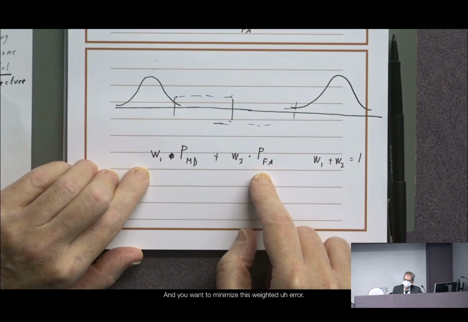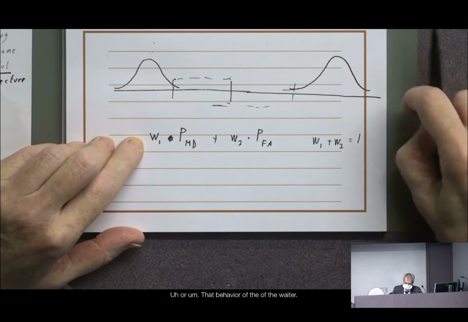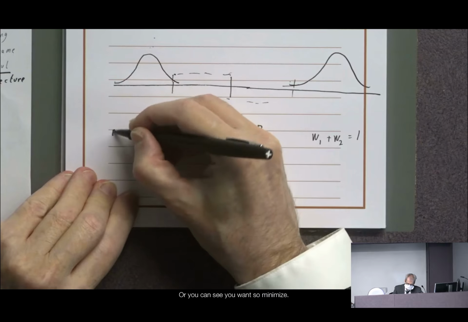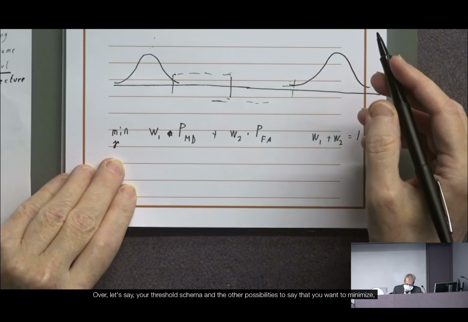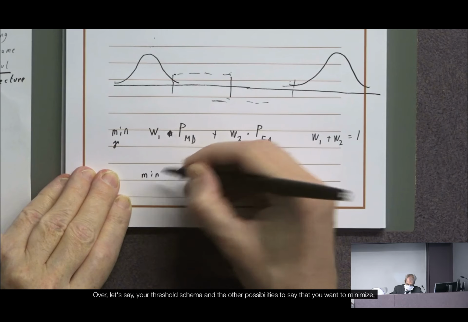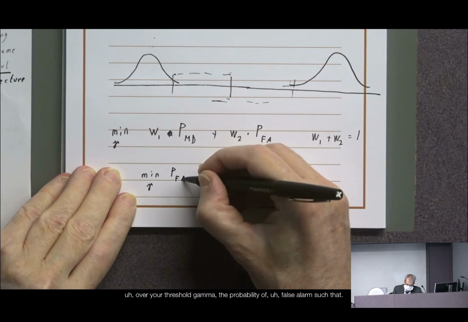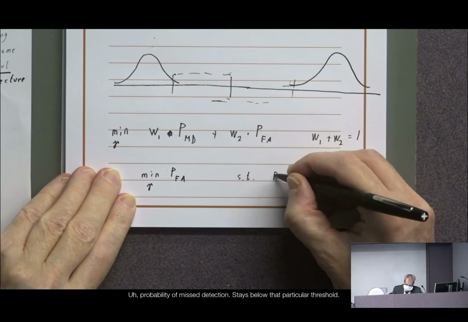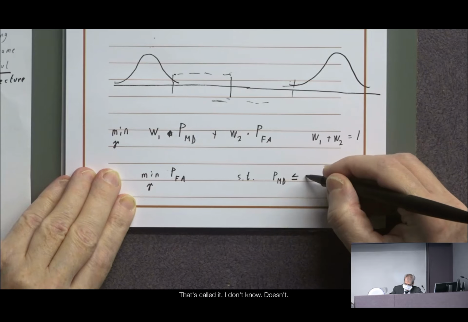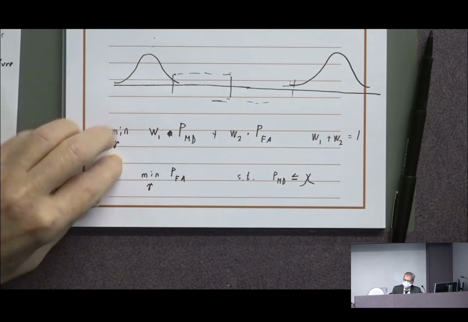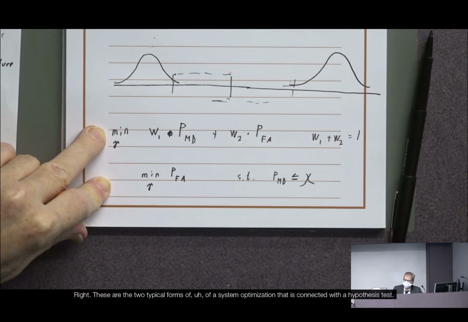And you want to minimize this weighted error or bad behavior of the radar, minimize over, let's say, your threshold gamma. And the other possibility is to say that you want to minimize over your threshold gamma the probability of false alarm such that probability of missed detection stays below a particular threshold. Let's call that, I don't know, psi. Right. These are the two typical forms of a system optimization that's connected with a hypothesis test.